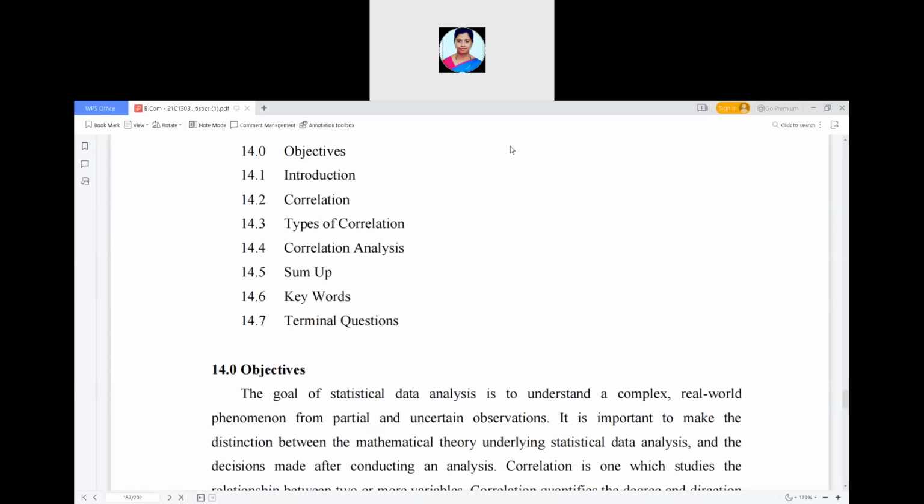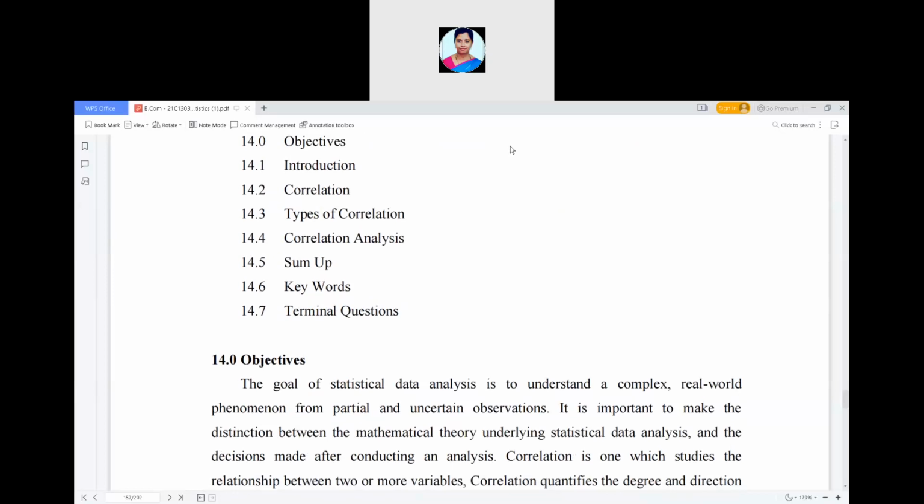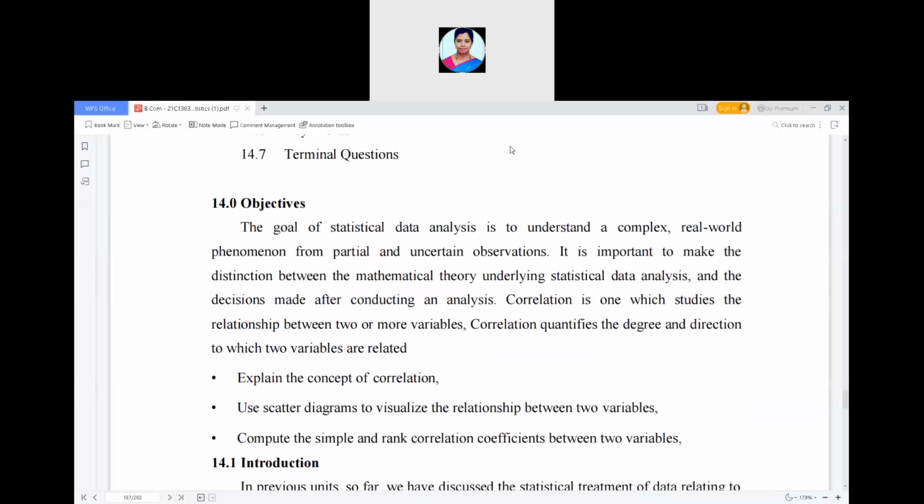What is the objective of this unit? The goal of statistical data analysis is to represent complex real world phenomena from partial and uncertain observations. It's important to make the distinction between the mathematical theory underlying statistical data analysis and the decisions made after conducting an analysis. Correlation studies the relationship between two or more variables. Correlation quantifies the degree and direction to which two variables are correlated.